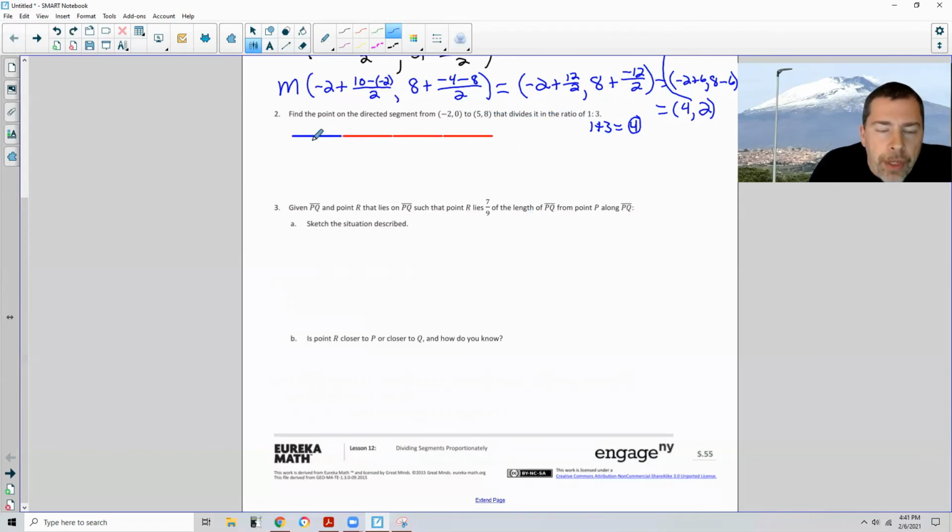Okay, so if the endpoint of this right here is negative 2, 0, and the other endpoint we were given as 5, 8, we want to know this point here that breaks this line into a ratio of 1 to 3. So I want to know what this point right here is, the x comma y. I'm going to use this formula up here. So I'm going to say, and I'm not going to use the m because it's not a midpoint. So we just put this parenthesis here for our point, and we're doing the x first.